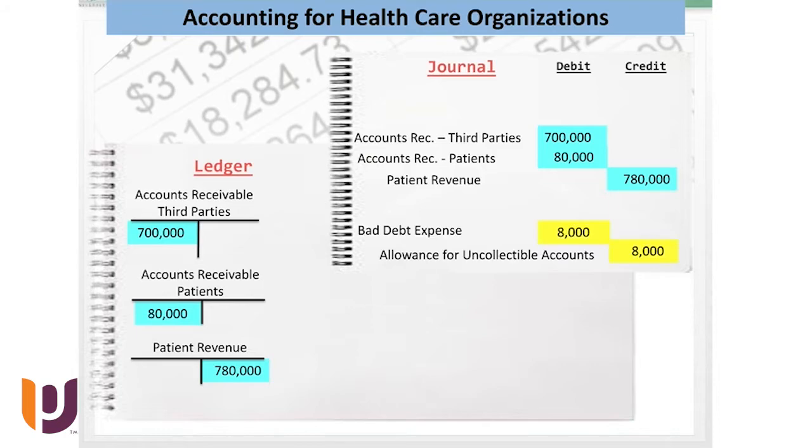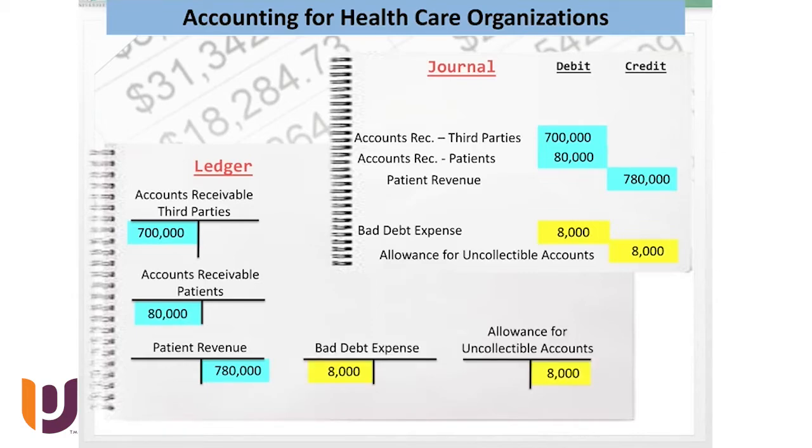The expected bad debt of $8,000, 10% of $80,000, is recorded in the same way as a for-profit business, with a debit to bad debt expense and a credit of $8,000 to the allowance for uncollectible accounts. Amounts are posted to the ledger.